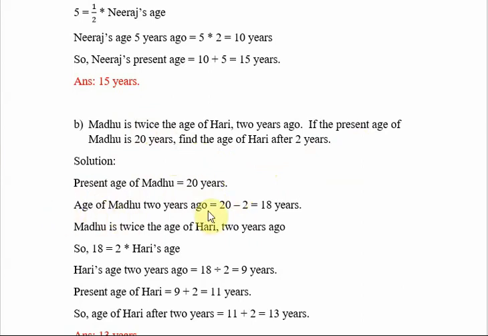And the age of Madhu 2 years ago. So 2 years ago, what will be his age? 20 minus 2. So the present age is 20, and before 2 years his age will be 18 years. Okay, so 20 minus 2 is equal to 18 years.